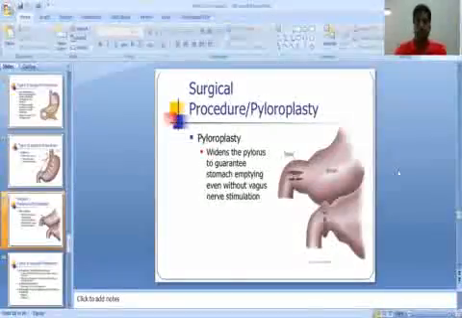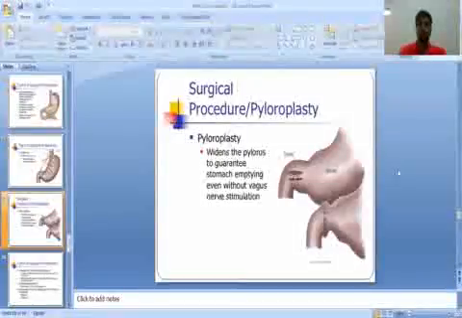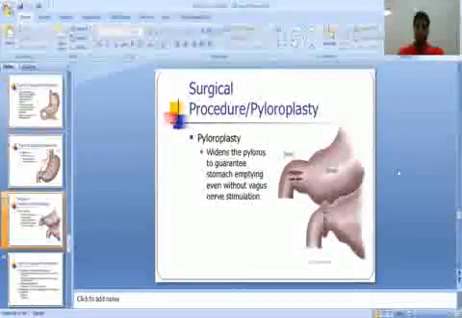Surgical pyloroplasty widens the pylorus to guarantee stomach emptying even without vagus nerve stimulation.